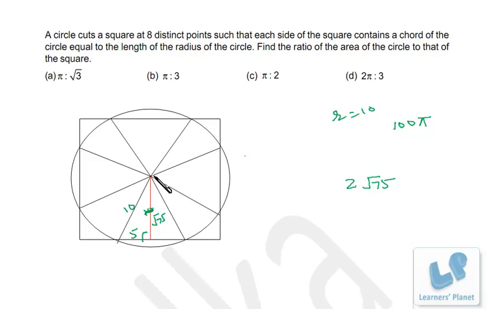So area of the square will be 4 into 75. So the ratio is pi by 3, right? A very simple question, friend. I hope you are clear.